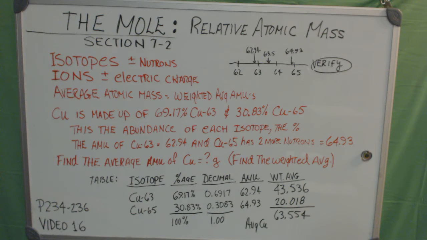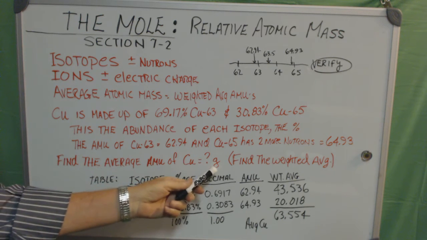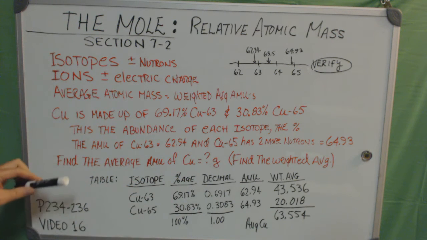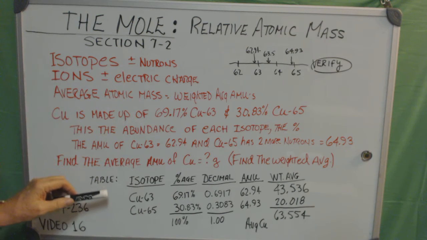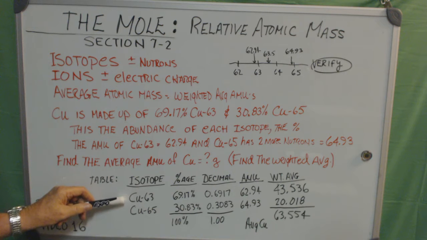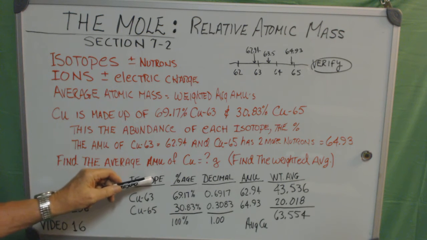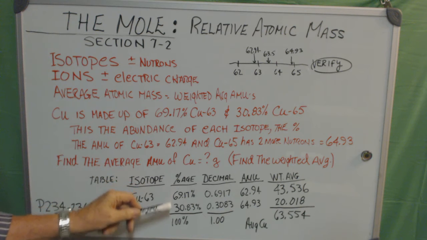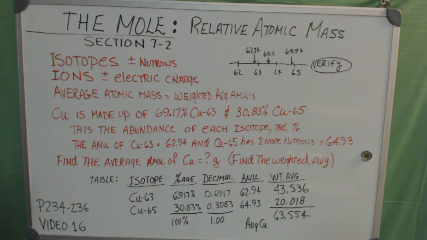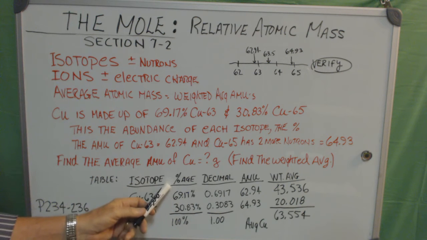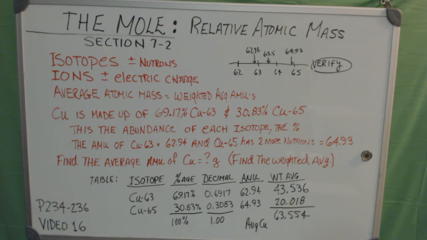And when we get into molecular weight, we're going to do the same thing, find the abundance of each of the elements. So the question is, find the average AMU of copper in grams. I have to make up a table and take the information I have for each isotope, and lay it out like this. Copper-63, that's the isotope, and then the percentage, 69.17%. And I have to convert that to a decimal, and the reason we put it in here is because sometimes there's very little of another isotope, and people have trouble converting to decimals.